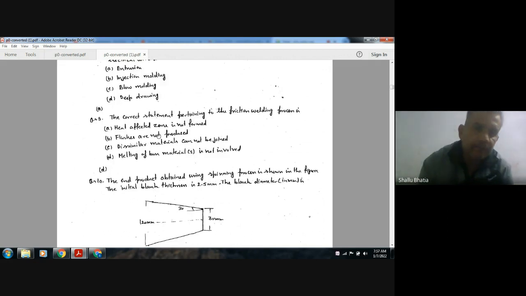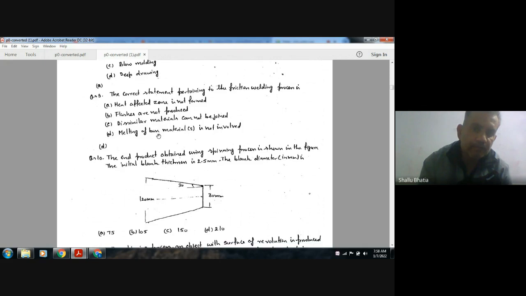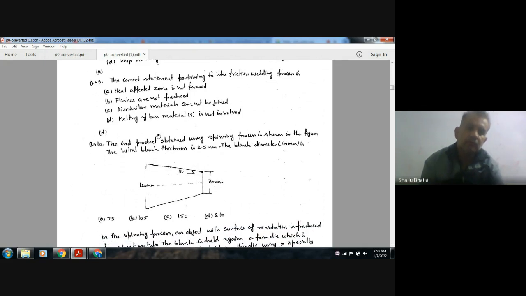Next, the correct statement pertaining to friction welding process. Option A: heat affected zone is not formed. B: flashes are not formed. C: dissimilar metals cannot be joined. D: the melting of base metal is not involved. So the correct statement is that in friction welding, the melting of base metal is not involved, unlike spot welding and resistance welding.